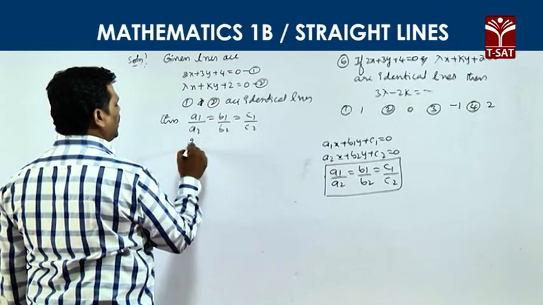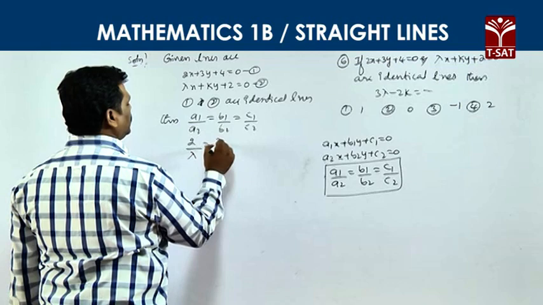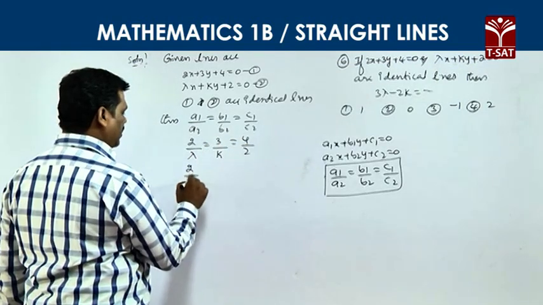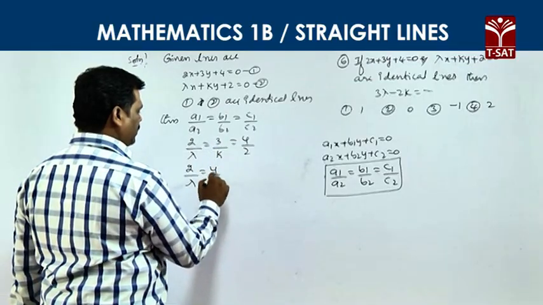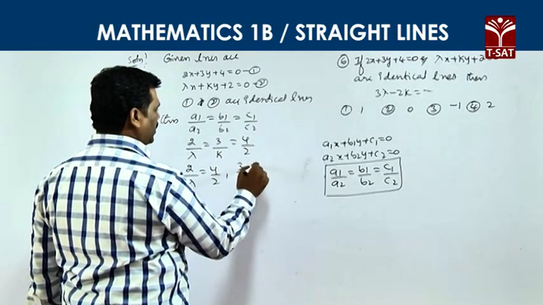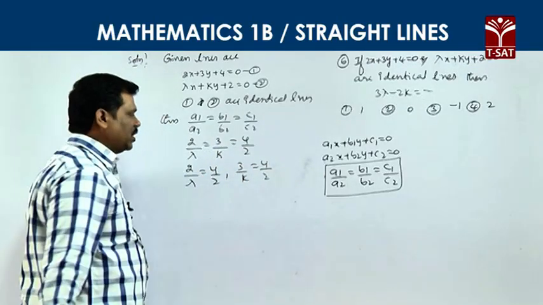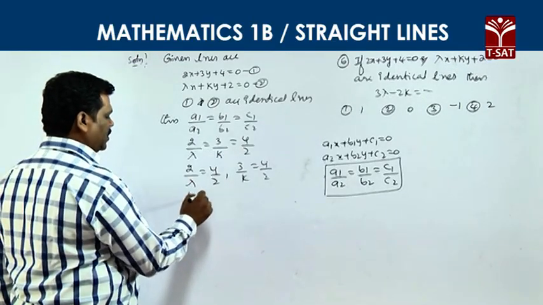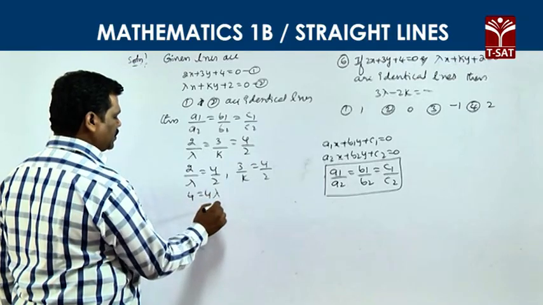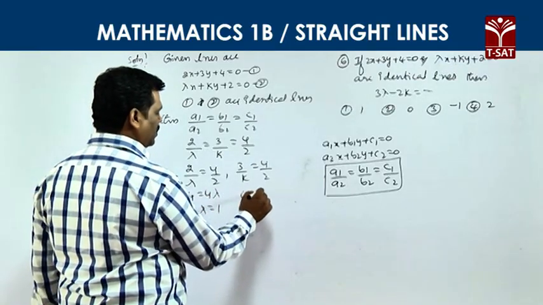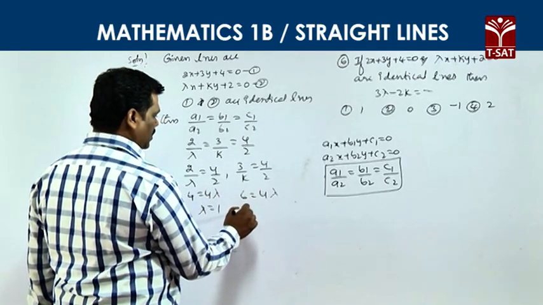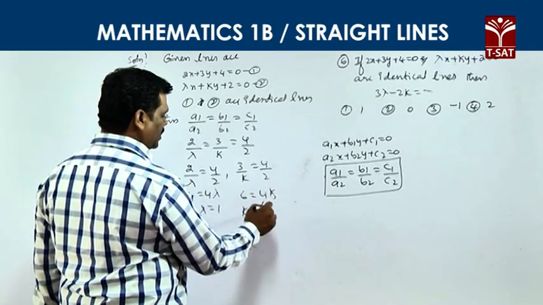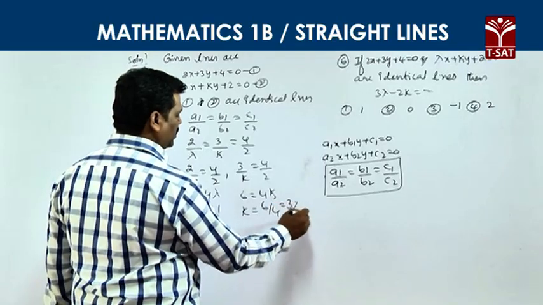So here 2 by lambda equal to 3 by k equal to 4 by 2. 2 by lambda is equal to 4 by 2, and 3 by k is equal to 4 by 2. Equating first one with last one and second one with last one: 4 is equal to 4 lambda, then lambda is equal to 1. 6 is equal to 4k, so k is equal to 6 by 4, which is 3 by 2.